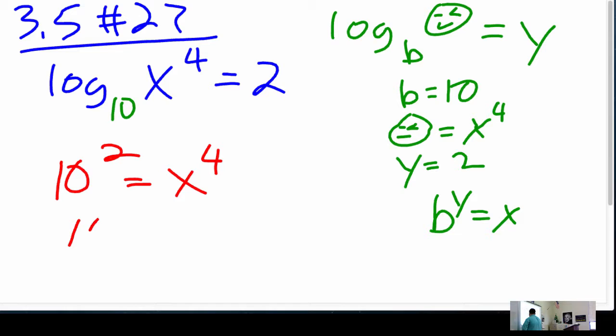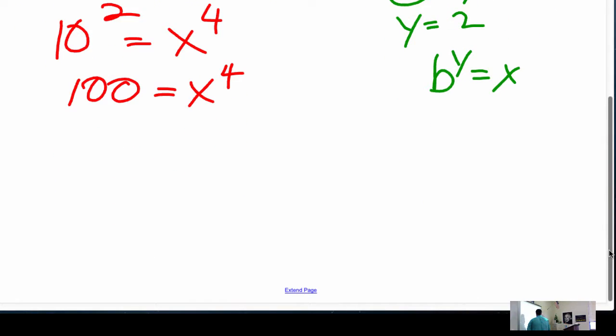And so 10 to the 2 is 100, and that's equal to x to the fourth. Now, another way you could do this for the exact value, I mean, we could plug this in the calculator and get an answer. But one thing you could do is leave it as 10 to the 2, and I want to make that x be x to the first power. One way to do that is to raise that to the 1/4, which is the same as taking the fourth root.